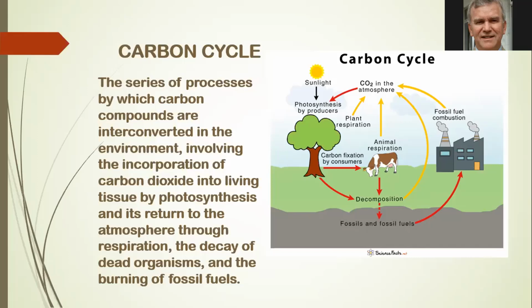Next slide. Oh, let's look at this one for a second. The carbon cycle. In this illustration, you see the plant, you see photosynthesis, and you see the movement back and forth from the plant to the atmosphere for CO2. Respiration takes place. Carbon in the plant may be consumed by the animal.